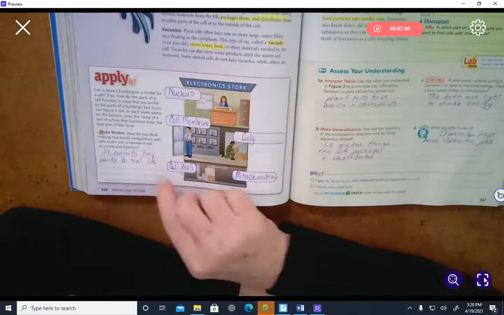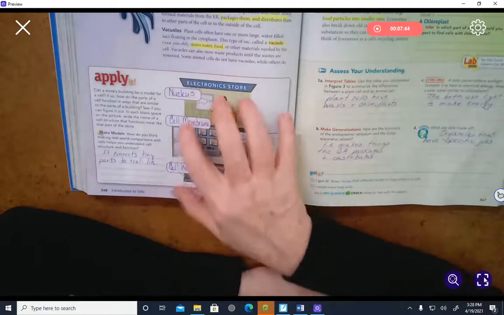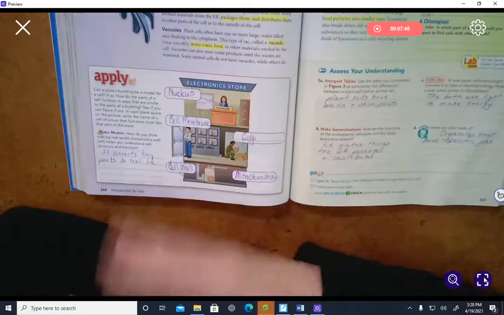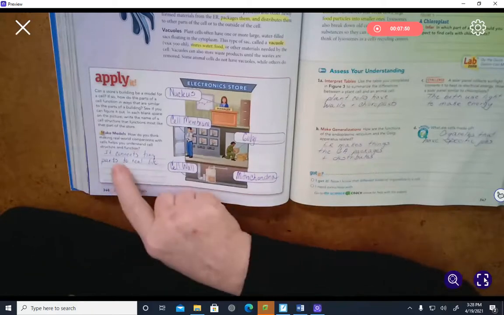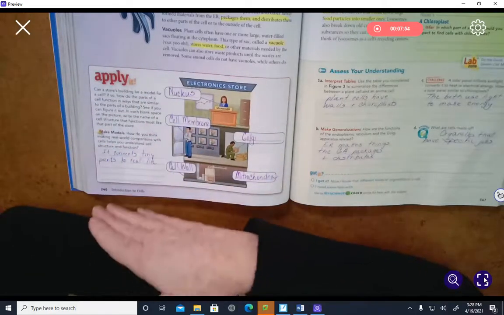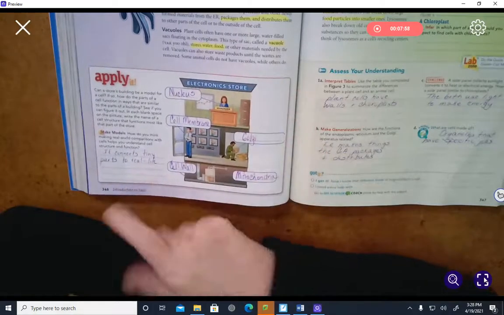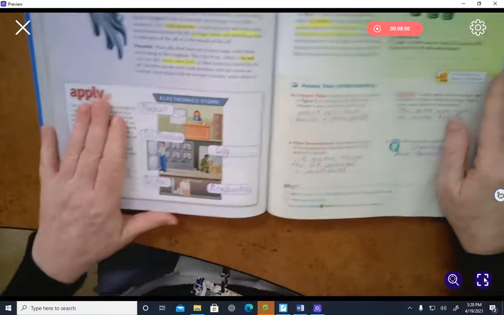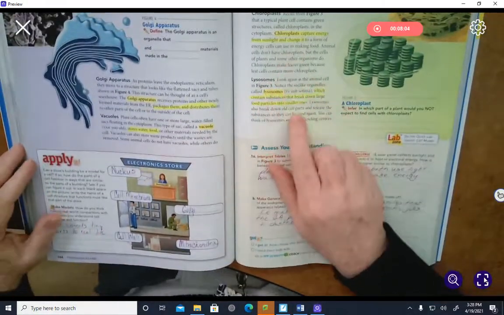Why do you think we took the idea of all of the cells, organelles, and made it into an electronics store? How does that help you understand how a cell works? Well, the cell contains the real small, tiny parts, and it relates it to real life, something that you've had an experience with. Over here, the chloroplasts, I think we did that one, and the lysosomes.